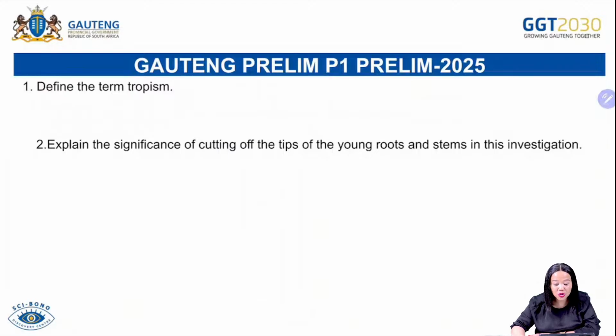So I'm just going to give you a minute here to look at these questions. The first one, define the term tropism. What do you understand by the term tropism? Then the second question, explain the significance. Why is it important to cut off the tip of the young roots and stem in this investigation? Just a minute, then we carry on.